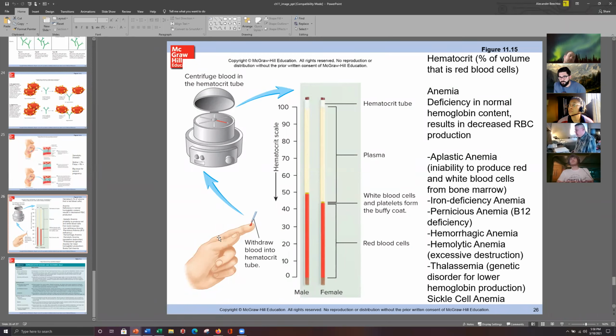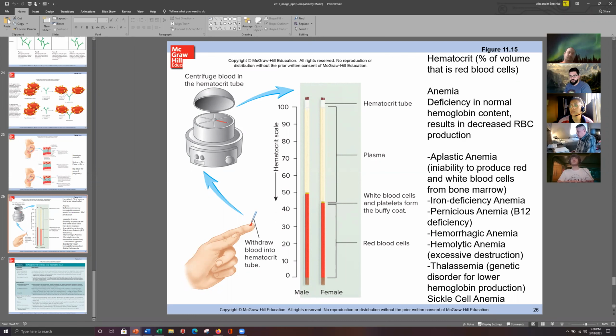Sometimes it's a disease condition known as anemia, right? Anemia is a generalized term that represents a deficiency in normal hemoglobin content. So this results in decreased red blood cell production. If you don't have as much hemoglobin, then you don't produce as many red blood cells. There's a whole bunch of different kinds of anemia that can be developed. Aplastic anemia is the inability to produce red blood cells flat out from red bone marrow, so you rely mostly on things like the spleen and the liver to do that.